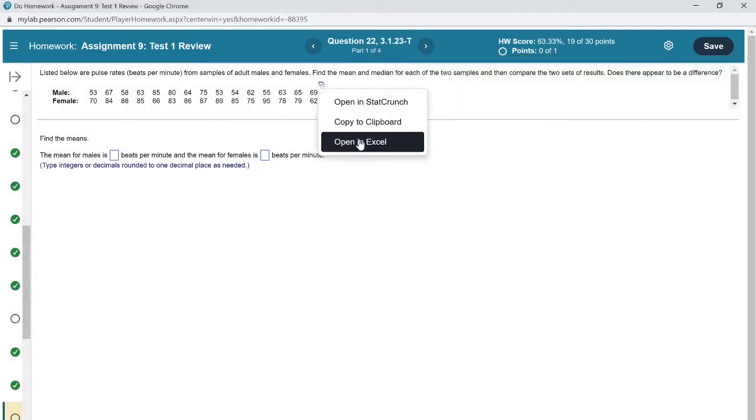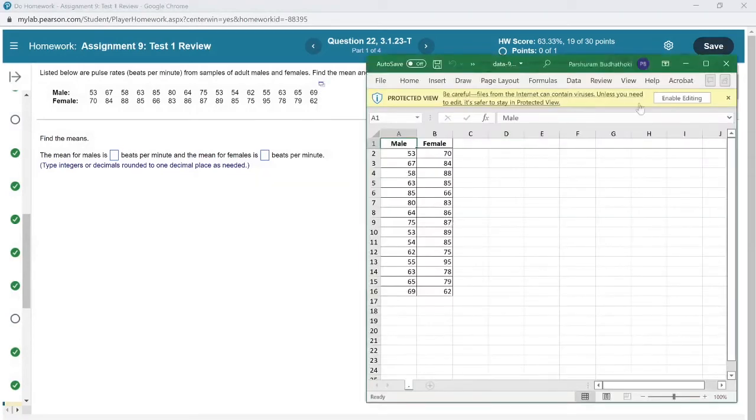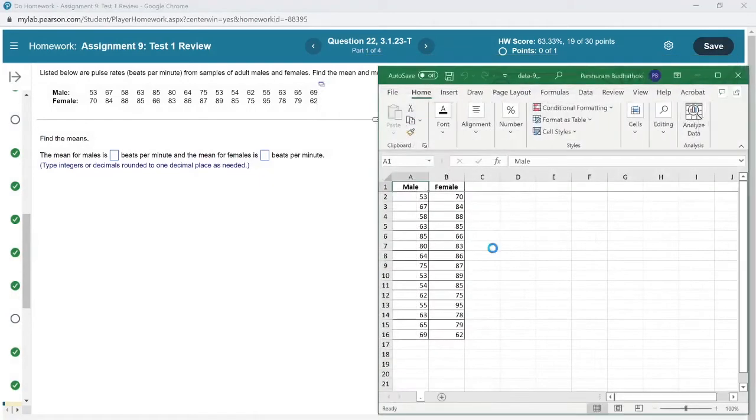First of all, let's open the data in Excel. For finding the mean, it's just adding this data and dividing it by the total number. So there are 1, 2, 3, 4, 5, 6, 7, 8, 9, 10, 11, 12, 13, 14, 15 data values.